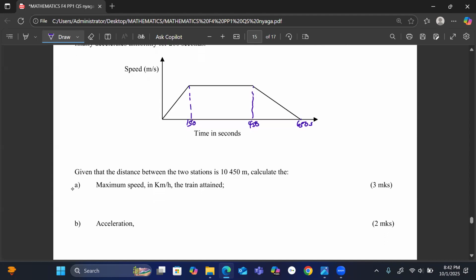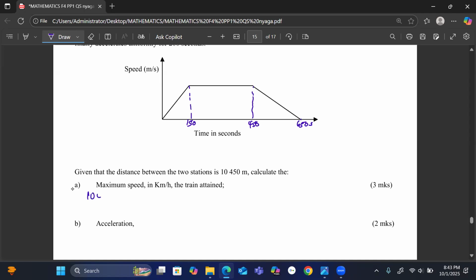So that is the distance. Now you can see it is forming a trapezium. And we know that the area for a trapezium is half times (a plus b) times height. They're asking us to find the maximum speed in kilometers per hour the train attained. Therefore, they're simply asking us to find the value of the height.